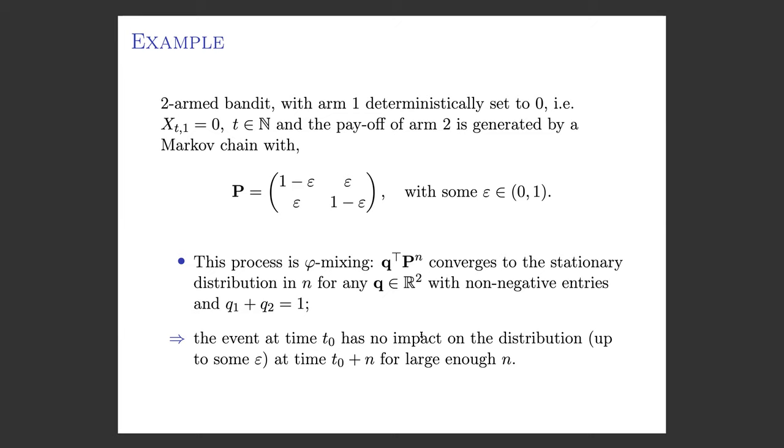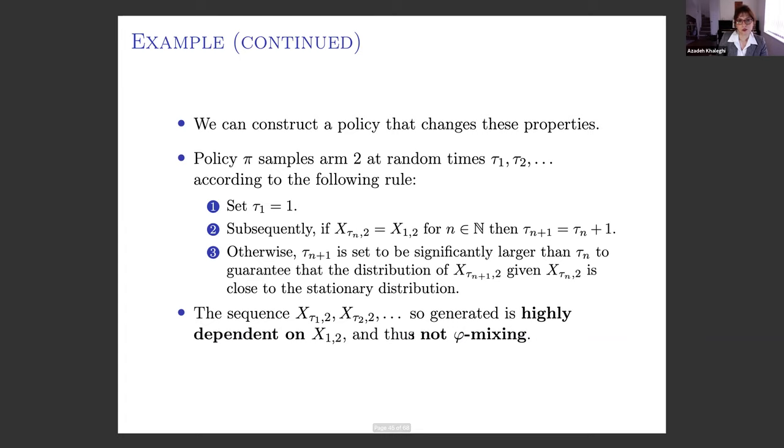Okay. But now suppose I interact with this setting. So I'm constructing a policy which depends on the past only, right? So it's a sequence of mappings, each of which depends on the past.